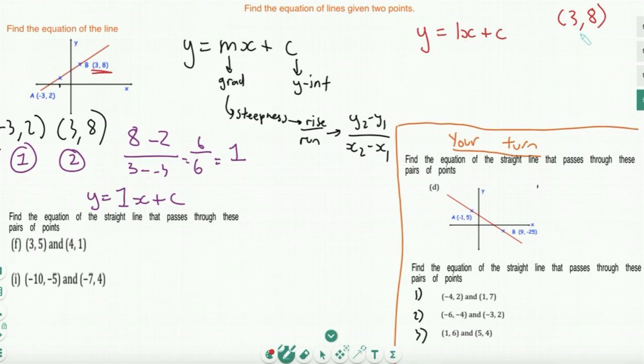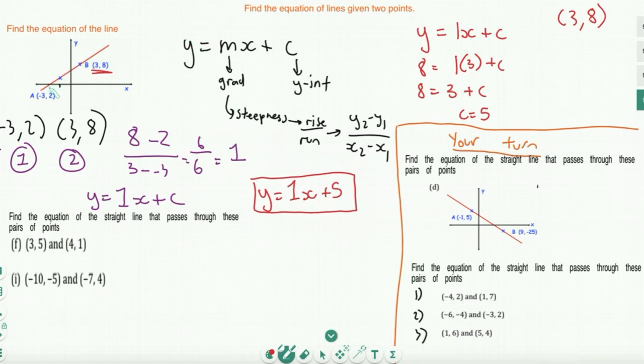So I'll replace y with 8. So 8 is equal to 1 times x, which is the 3, plus c. 8 is equal to 1 times 3, which is 3, plus c. So 8 is equal to 3 plus something. Well, c must be 5. So our y-intercept is 5. And therefore, our final equation is going to be y is equal to 1x, and c is the y-intercept. Well, c is 5, so it's plus 5. And this is the equation of our line.